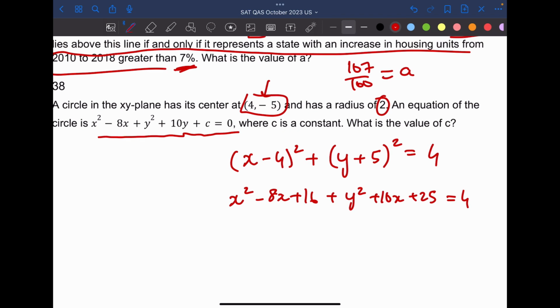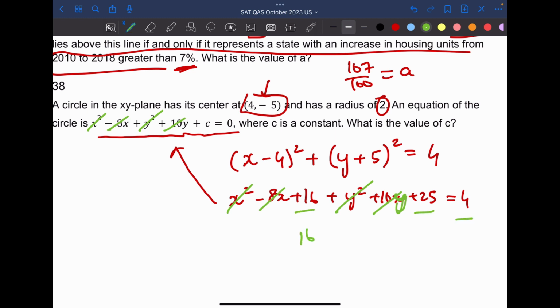Now let's try to compare it to what we have here. First of all, both x squareds can be ignored. Both -8x terms can be ignored. Both y squareds can be ignored. Both 10y's can be ignored. This is a y, not an x. So yeah, both of those can be ignored. And then everything else here is equal to c.